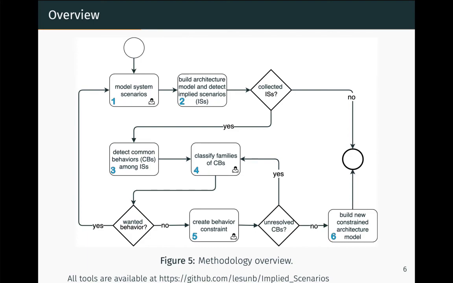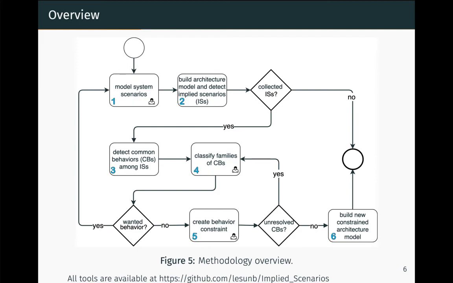If it is not wanted, we're going to create a behavior constraint. So something that goes on top of our architecture model that's saying, hey, you cannot actually do that. Or after doing this, you must do that. This will prevent our system from executing something that we did not want.